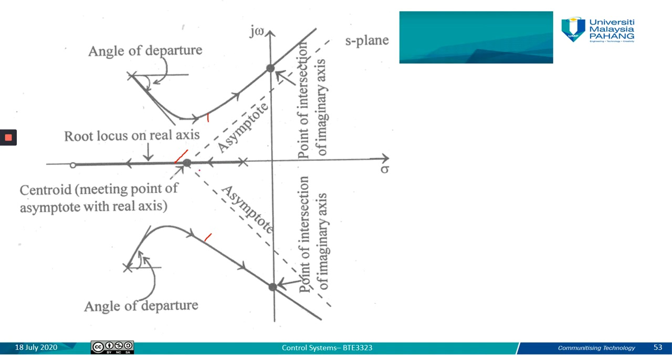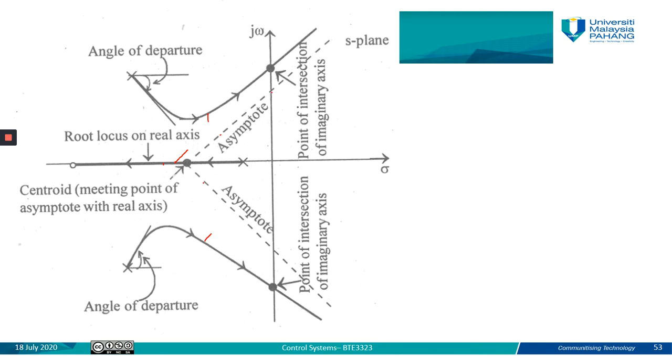It's on the left of an odd number of zeros, I mean, or poles. Then we see the asymptotes. We have 3 asymptotes because the difference between the number of poles and the number of zeros is 3. So we have 3 asymptotes.